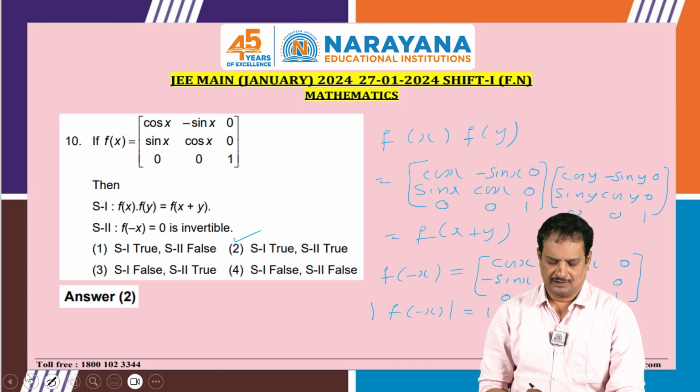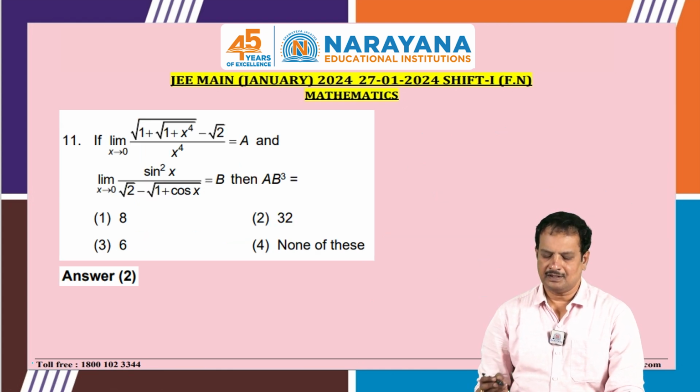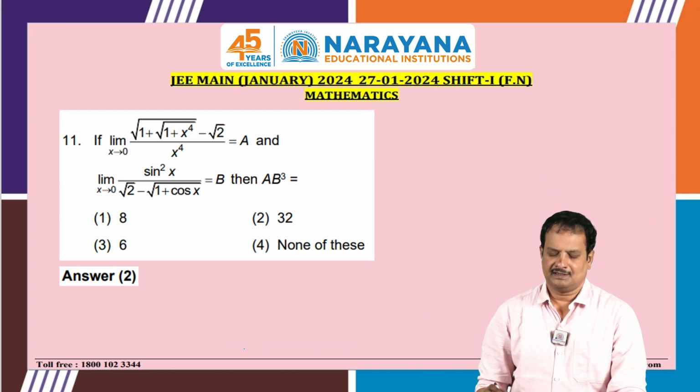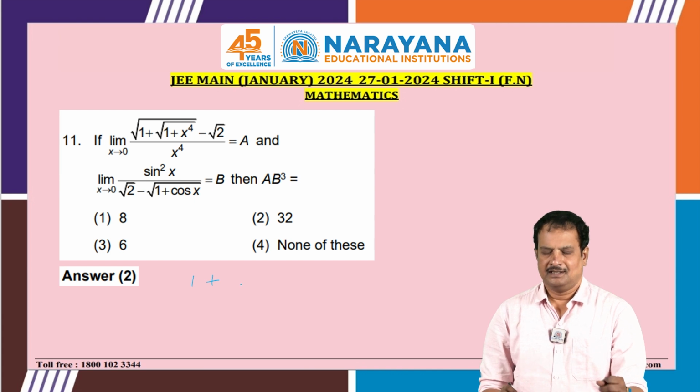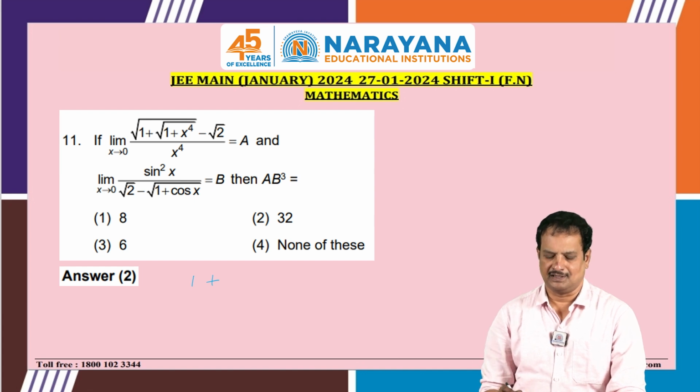Now let's go for the next question. Here is one more limit problem. Even this is easy, so you can observe this. First one, what is the capital A there? Root over 1 plus x power 4 minus root 2, by x power 4. Just rationalize this one. It is actually 0 by 0 form, so we can apply even L'Hospital's rule. You can clearly see that it is 0 by 0 form, so we can apply L'Hospital's rule. Otherwise, simply rationalize this one.